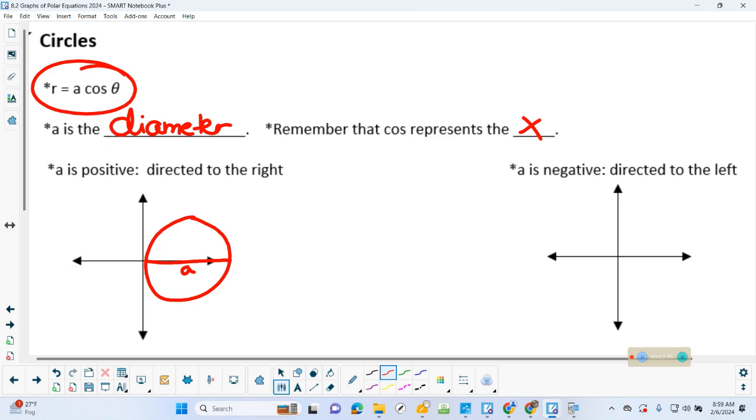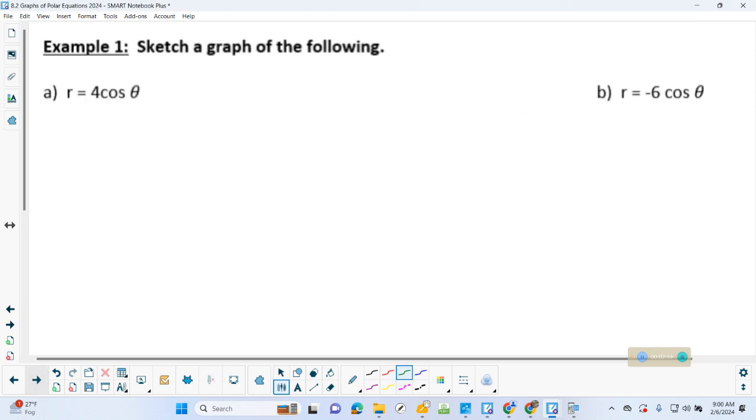And we'll draw some. Now, of course, if a is negative, it's going to move over here to your left side. That kind of got an oval on me. And of course, a is your diameter. So let's draw some with actual numbers in them. Circles, like I said, pretty easy. So for cos theta, let me just draw a little x and y axes here. So we're just sketching these today.